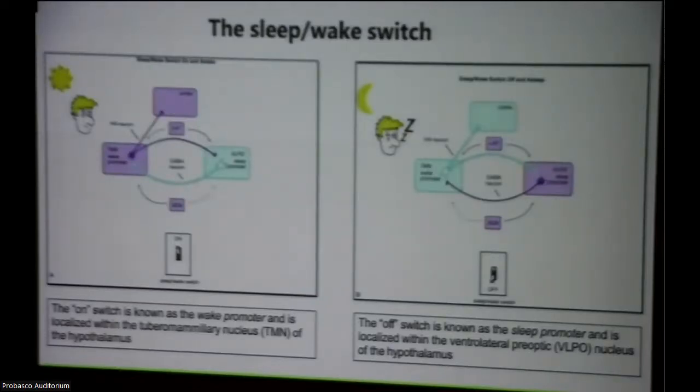This is to expand on what I said about the sleep-wake switch, but essentially it is a relationship between the tuberomammillary nucleus, which is a wake promoter, and the VLPO, which is a sleep promoter. And you have the suprachiasmatic nucleus, which basically has two gates, which it opens and closes to allow either the TMN or the VLPO to take over, depending on whether you want to be awake or asleep. So you see that when we are awake, the TMN predominates and has an inhibitory effect on the VLPO, and vice versa, and the opposite occurs when we are asleep.